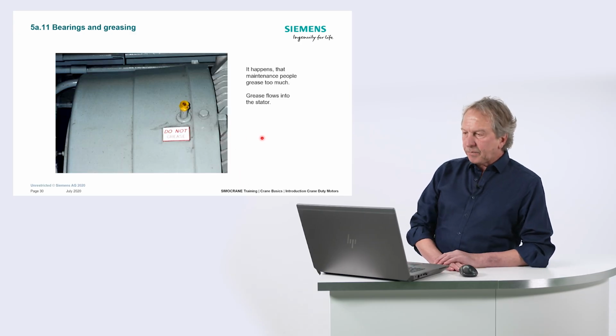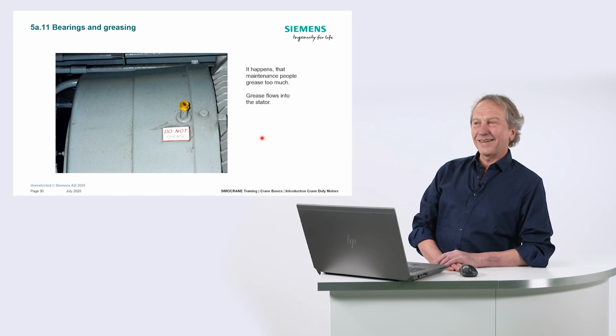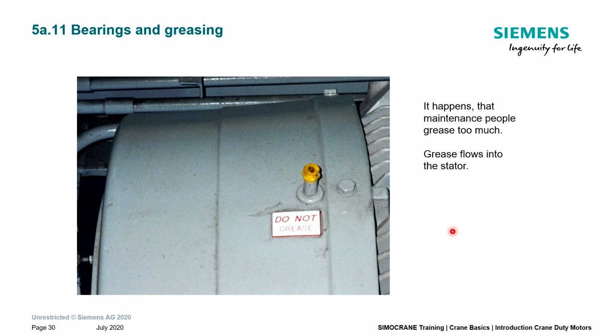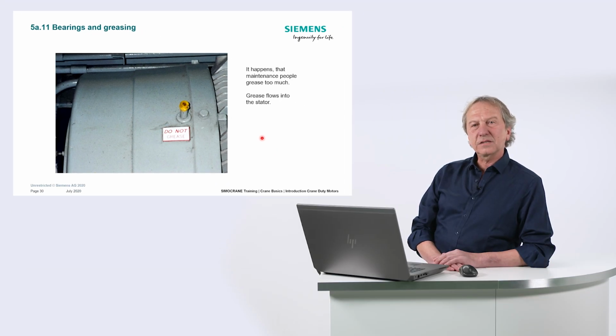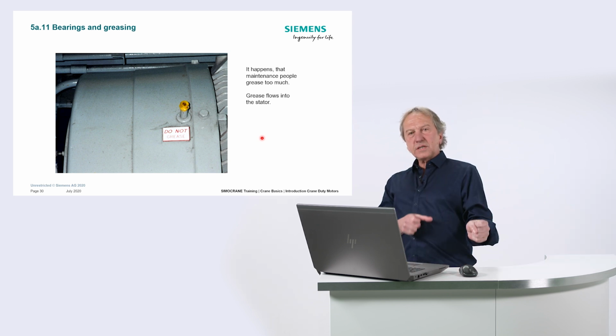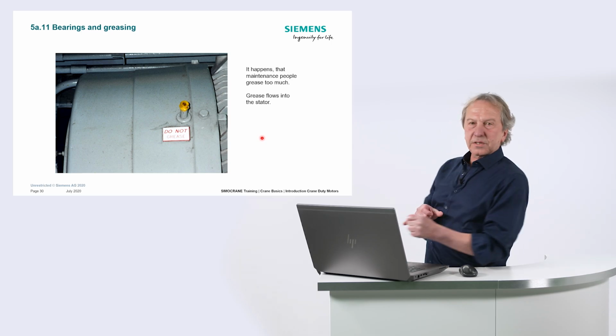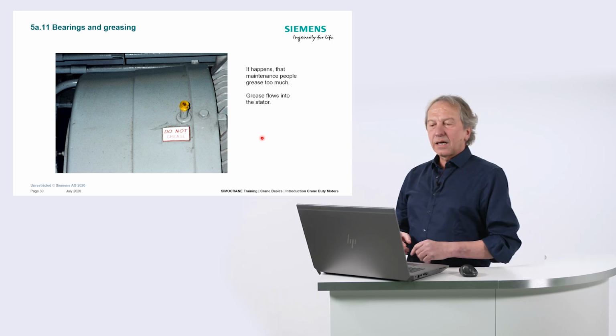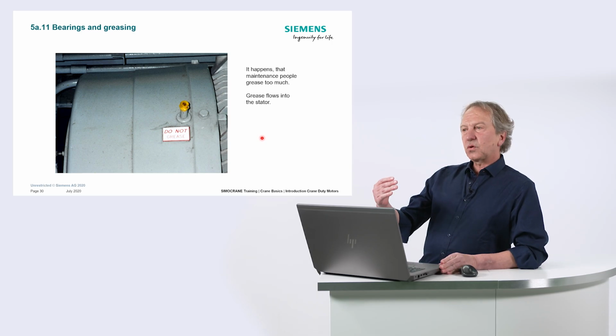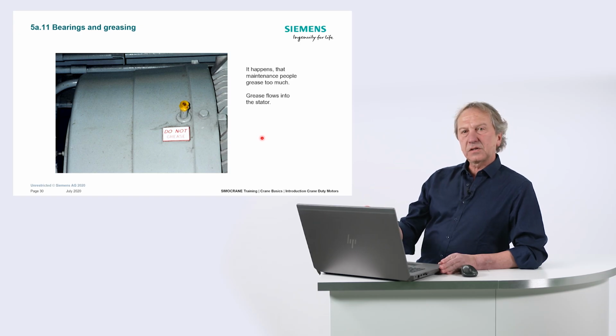That's a picture I like because nobody understands it. You see a motor with a greasing nipple, and there is a plate, do not grease. What does it mean? It makes no sense, right? Some maintenance and service people in the factories love to go with the grease gun and grease everything they can see. And as I explained before, you have to consider certain intervals for greasing.